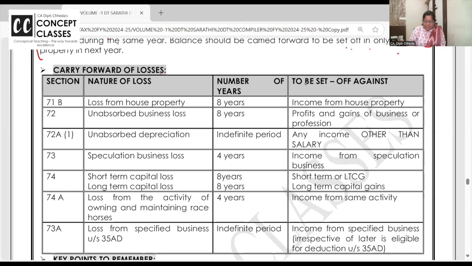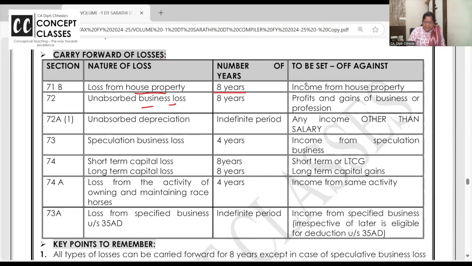Carry forward of the losses. See, they're directly starting with house property. In salary there is no chance of loss at all. House property loss can be carried forward for 8 years to be set off in house property. Business loss can be carried forward for 8 years in business. Unabsorbed depreciation can be carried forward for an indefinite period to be set off anywhere except salary. Speculative loss will be carried forward for 4 years to be set off in speculative income.